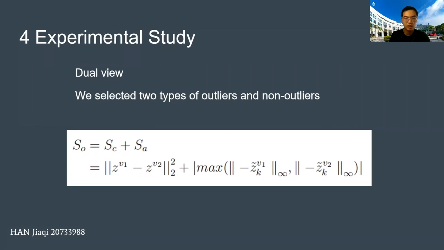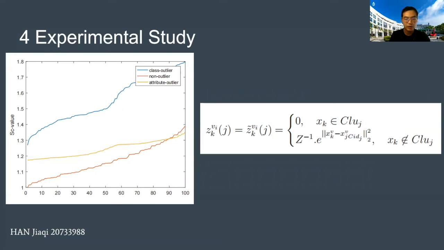SC describes the discontinuity of the object between the two views. SA is proportional to its distance from the nearest cluster. Here is our formula. This picture shows the SA values of the three types of objects. We can see that the SA value of class outliers is overall higher than that of non-outliers, but the SA values of these two still overlap, which makes it difficult for us to find an accurate threshold delta C for distinguishing class outliers from non-outliers.